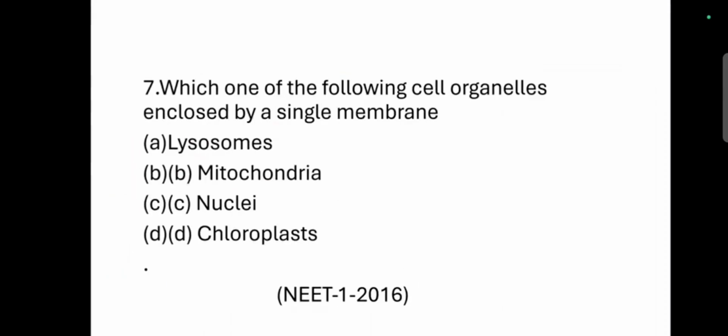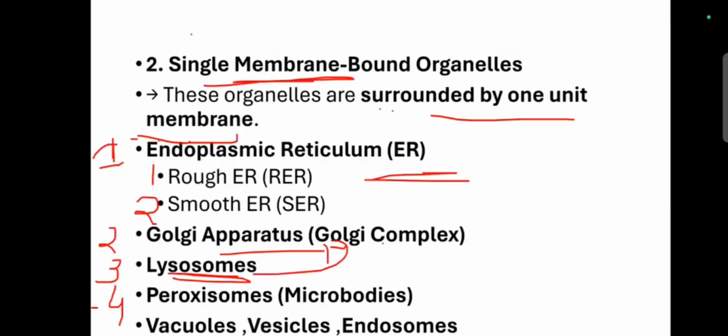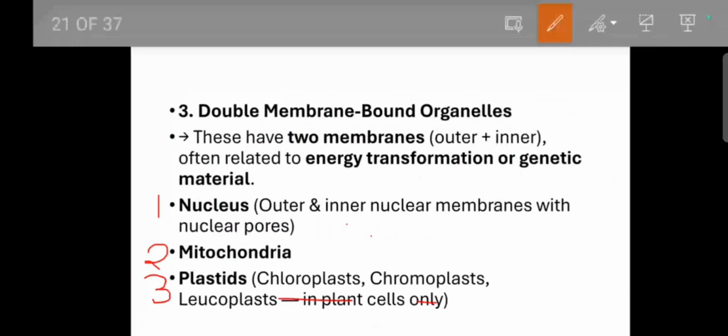So now what is the question? Seventh one: which one of the following cell organelles is enclosed with a single membrane? The single membranous structure is the lysosome. Mitochondria have a double layer, nuclei have a double layer, and chloroplast is also a double layer structure, so we add the chloroplast to the double membranous boundary structures.